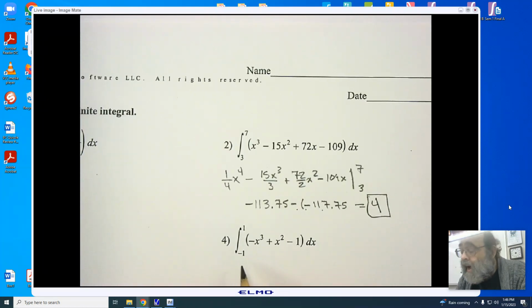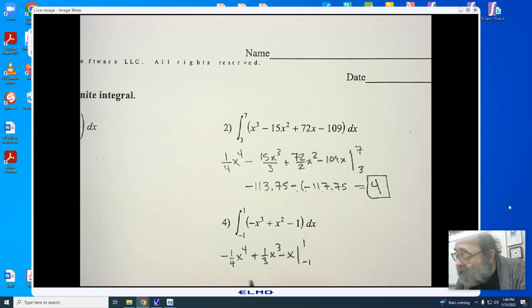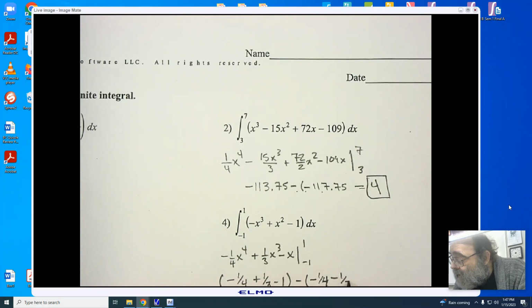We're going to follow the same pattern. That means that it's negative 1/4 x to the 4th plus 1/3 x cubed minus x from negative 1 up to 1. So we're now plugging in 1. This is giving me a negative 1/4 plus 1/3 minus 1 whole. Then subtracting. Now we're plugging in the negative 1. That's going to give me negative 1/4. Double negative is now minus 1/3 plus 1.